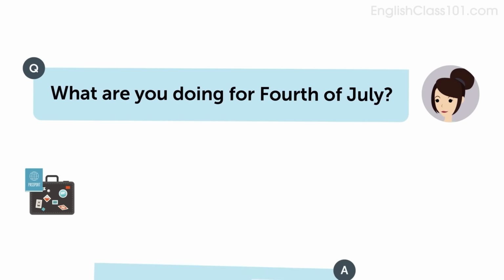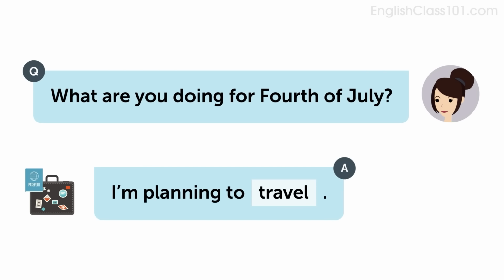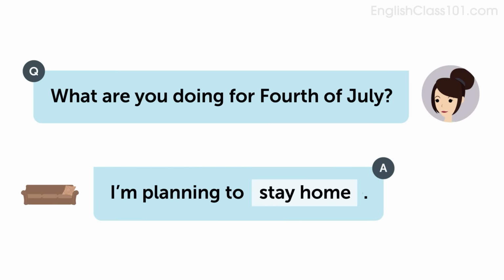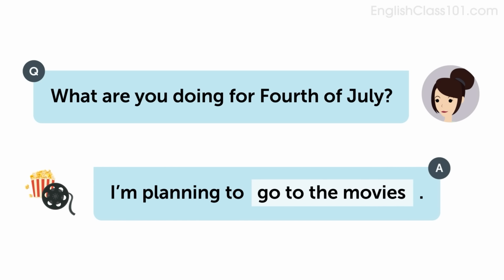Let's look at some examples. Listen and repeat, or speak along with the native speakers. What are you doing for 4th of July? I'm planning to travel. What are you doing for 4th of July? I'm planning to stay home. What are you doing for 4th of July? I'm planning to go to the movies.